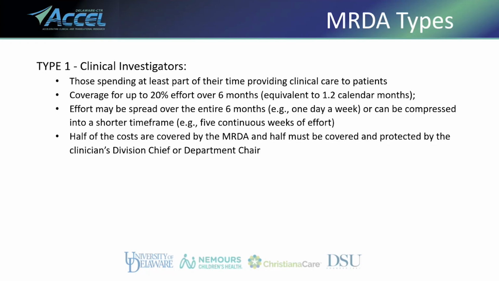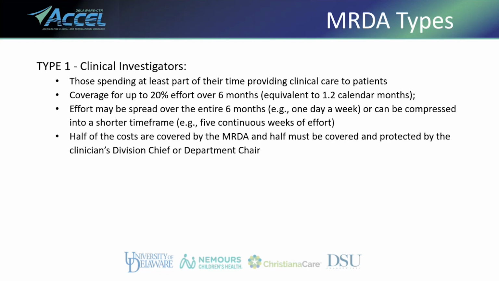So it can be 1 day a week for 6 months, or it can be compressed into a shorter time frame. So the shortest time frame possible is 5 continuous weeks of effort. And we really allow it up to the MRDA applicant and their mentor to decide what might be best for that mentee in terms of developing a grant proposal.